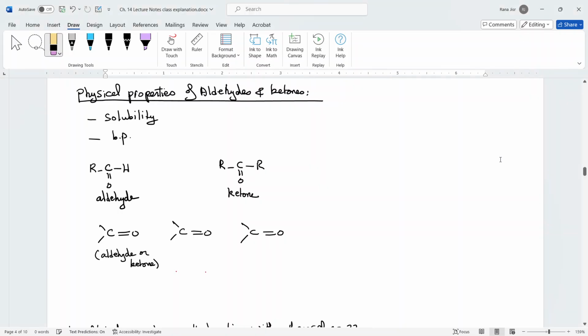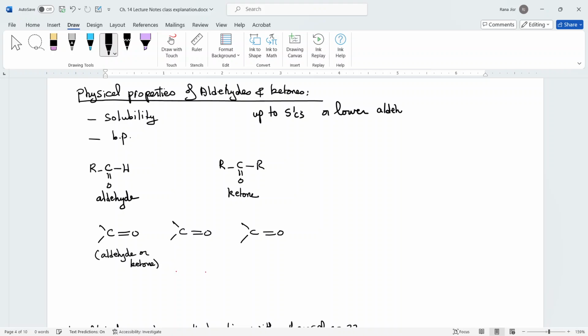For the physical properties of aldehydes and ketones, we care about two types of physical properties: the solubility and the boiling point. The rule says, and this is the general rule that we go with for all functional groups, up to 5 carbons or lower. So our cutoff is 5 carbons.